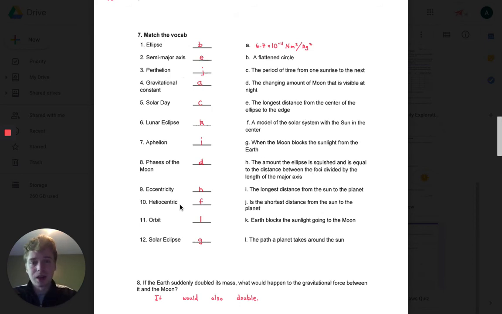Heliocentric, this is F, a model of the solar system with the sun in the center. Orbit is L, the path the planet takes around the sun. Solar eclipse is G, when the moon blocks the sunlight from the earth.